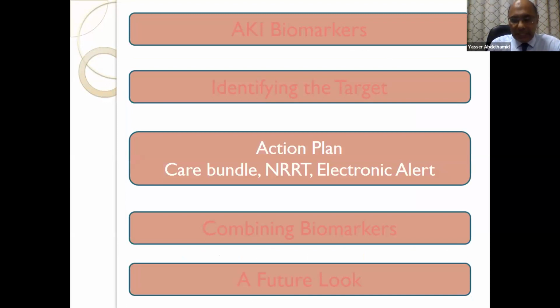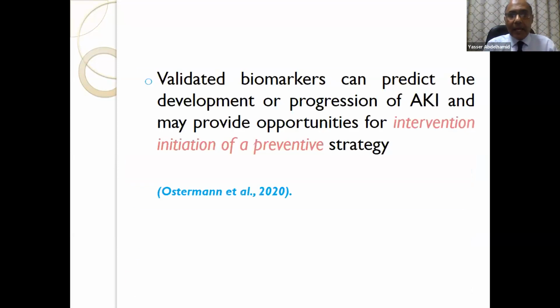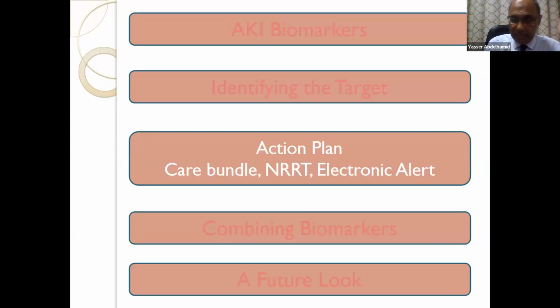We identified the patient at risk using the scores, either the renal angina score, the Malhotra score, or any other developing scores. What are the action plans to take? Can we identify only the patient at risk, or according to this, are we to jump to an action plan? This action plan can be presented by a care bundle: application of a care bundle inside the ICU, a nephrology rapid response team, and electronic alert.